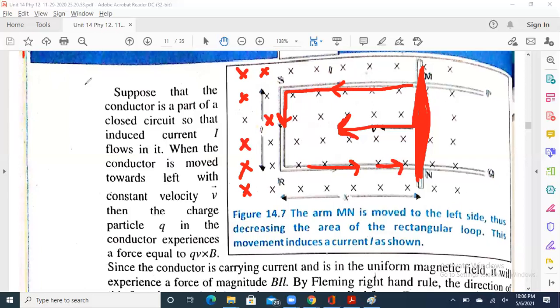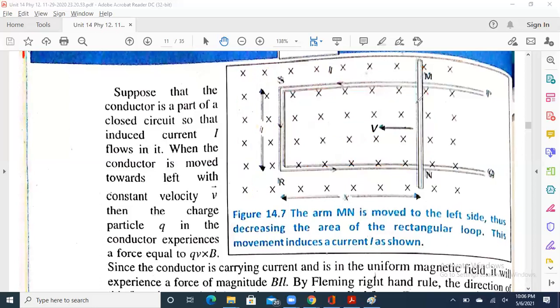So electric current, which type of electric current? Conventional current is moving in the anti-clockwise direction when it is moving from right to the left. But if it is moving from left to right, what will happen?